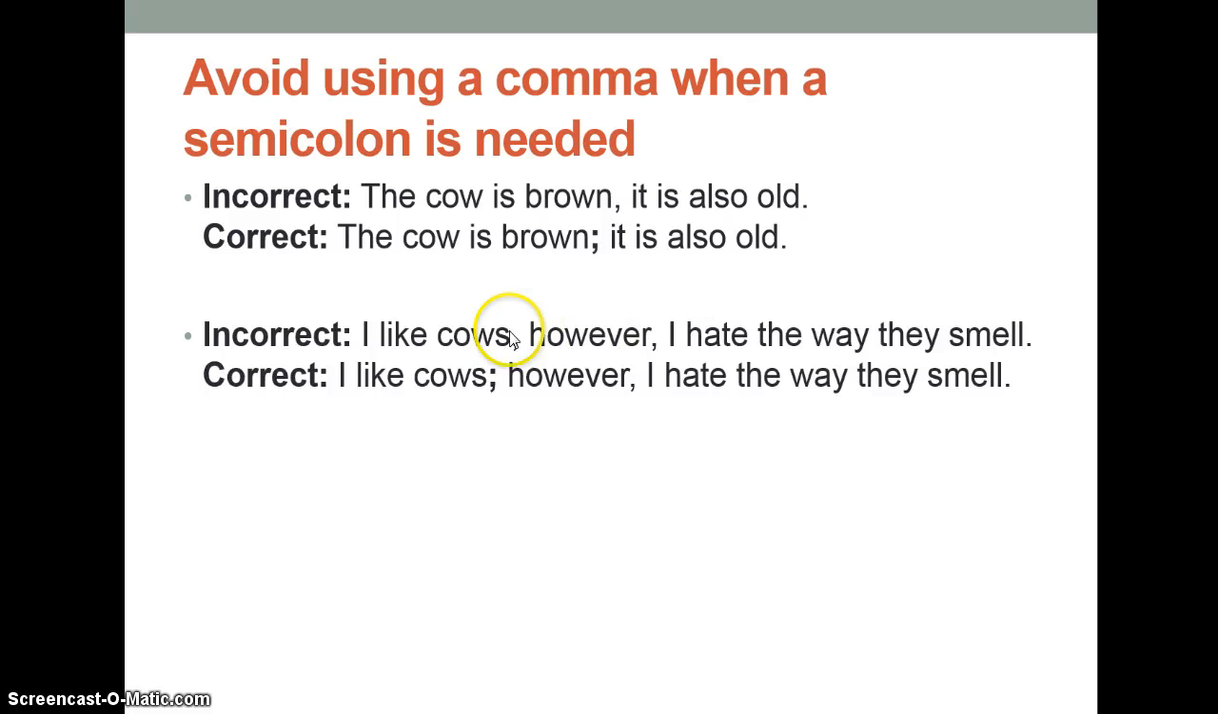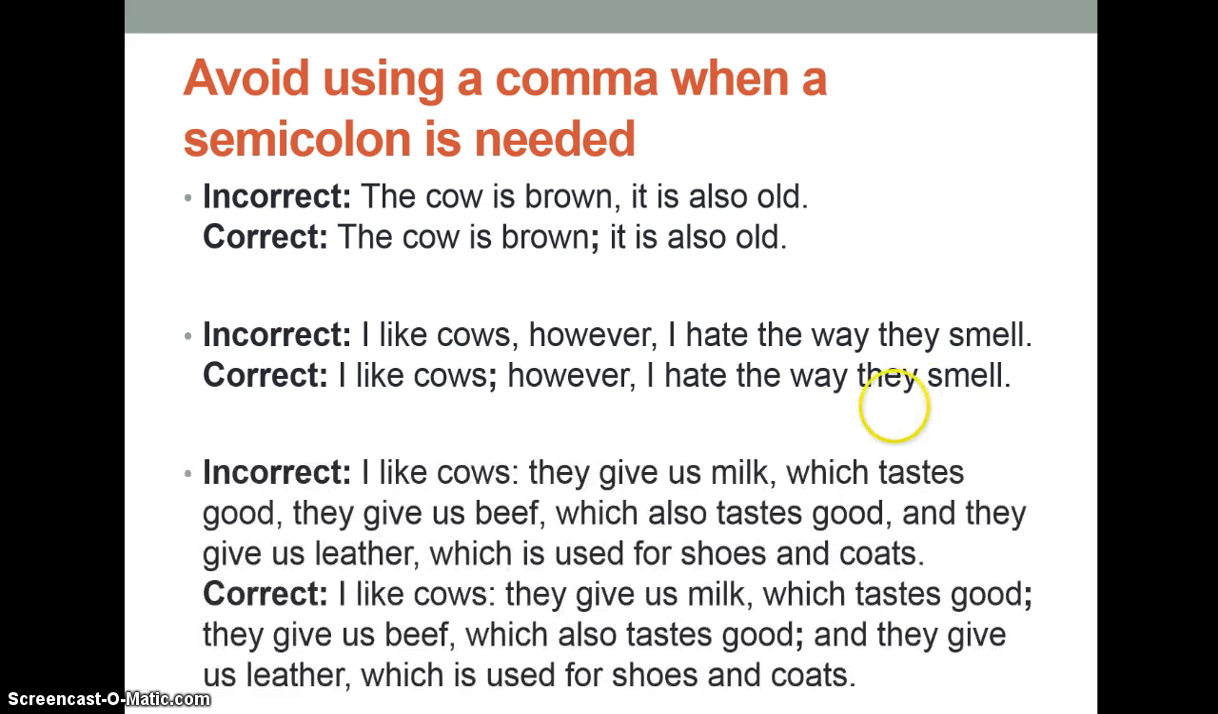The next one, incorrect: I like cows, however, I hate the way they smell. Correct: I like cows; however, I hate the way they smell. So we're now breaking it up with the however, then we have a comma after however. As I said, we have the conjunctive adverb there in terms of the however. And let's look at this one here. I like cows: and I like cows: here, this indicates we've a list coming up, with the colon in both of them. So let's go back to the correct version.